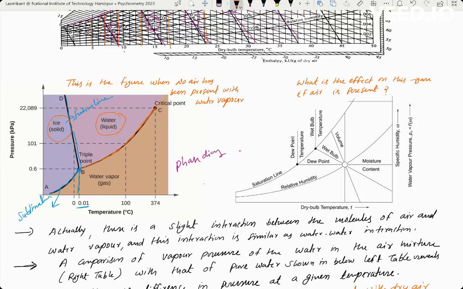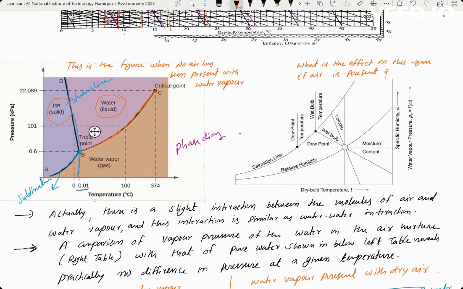This is the temperature axis. Here you can see the temperature. This is the 0.01 degree Celsius temperature, which is called the triple point temperature. Then there is 100 degrees Celsius. Then there is 374 degrees Celsius, which is the critical temperature of water. The corresponding pressure at the critical temperature is called the critical pressure, around 220.089 bar, approximately 221 bar. Similarly, at 100 degrees Celsius, the saturation pressure is 101.3 kilopascal.